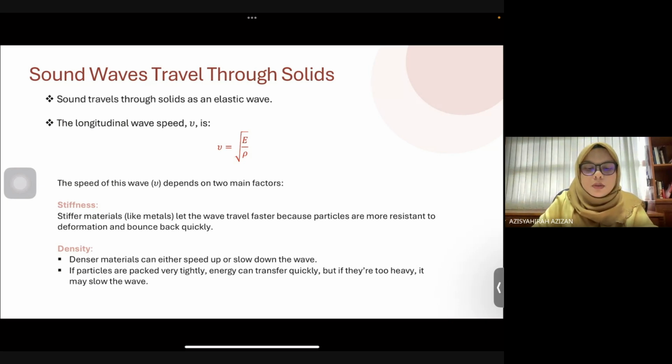So the longitudinal wave speed, we have epsilon here, right? Epsilon can be calculated as a function of stiffness and density. So epsilon is the square root of stiffness over density. The speed of a wave depends on two main factors, stiffness and density, so it depends on the properties of the materials, right?